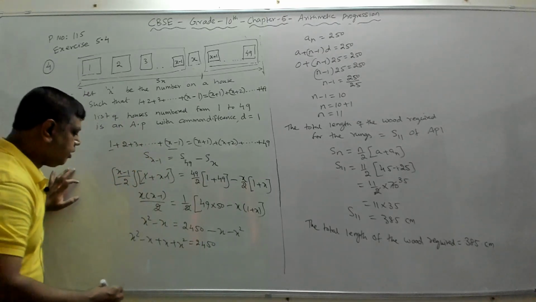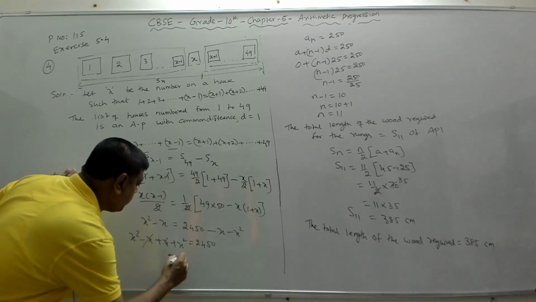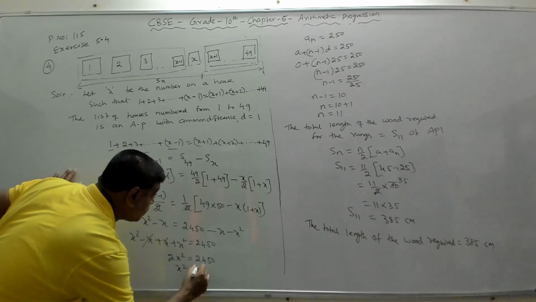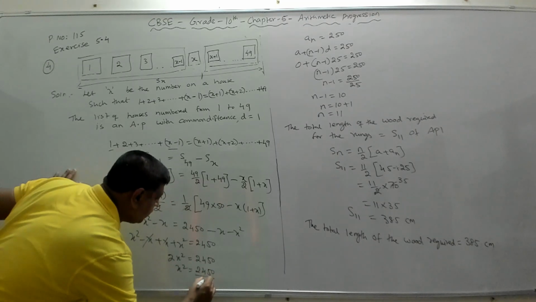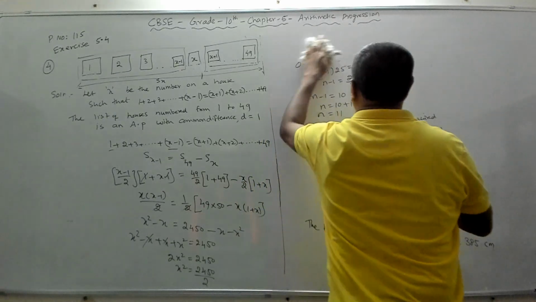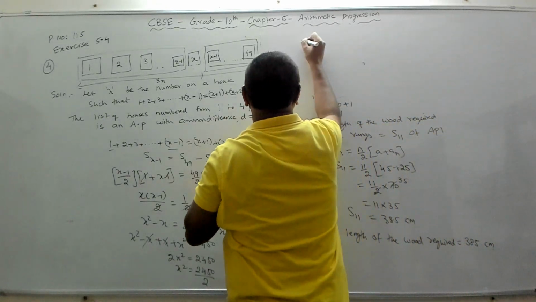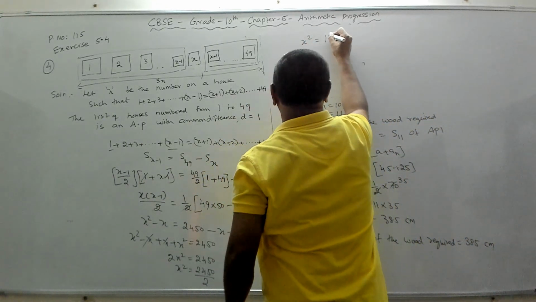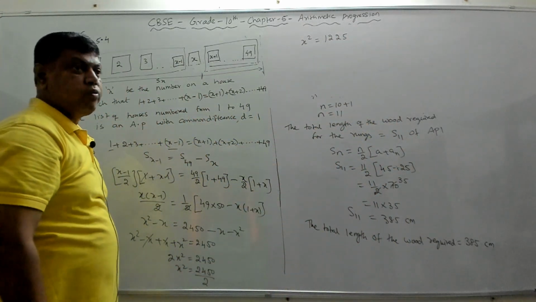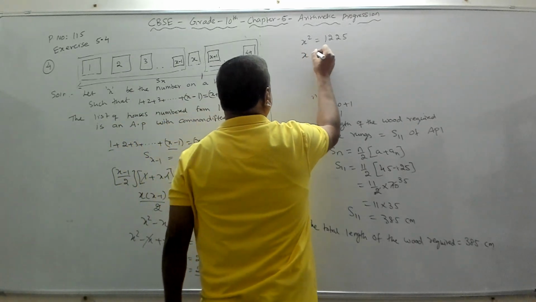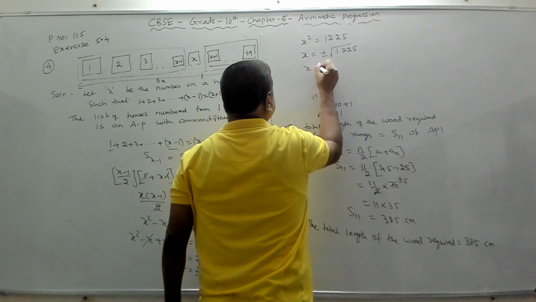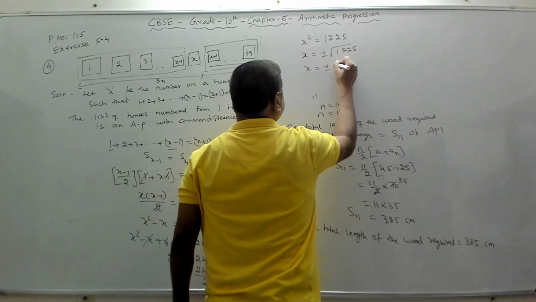Right? Now x will get cancelled. We get 2x square is equal to 2450, which means our x square is 2450 by 2. Fine. So if you divide, what do we get? We'll get x square is equal to 1225, and we have to find x. So x is equal to plus or minus square root of 1225, which is 35.